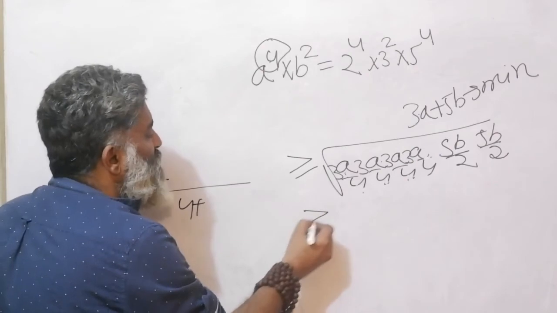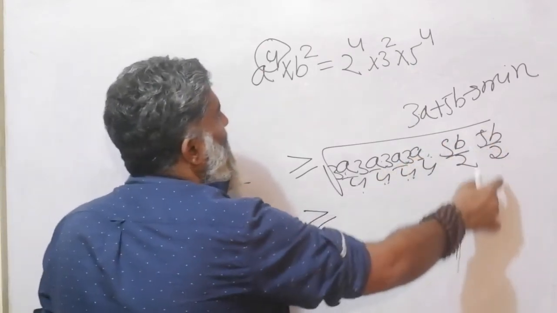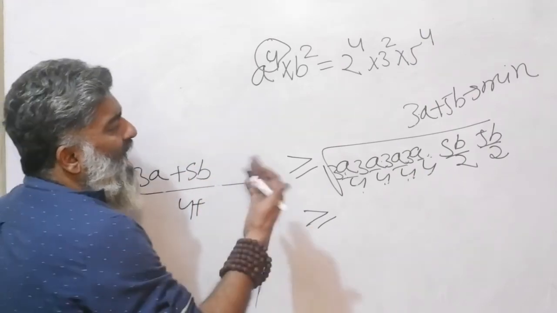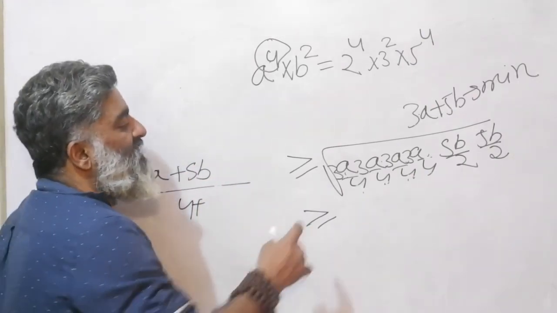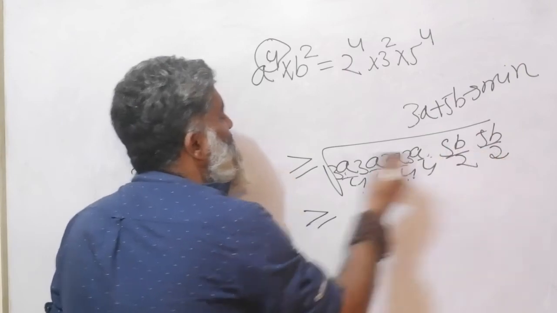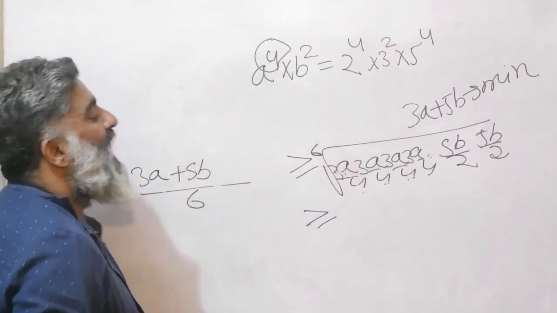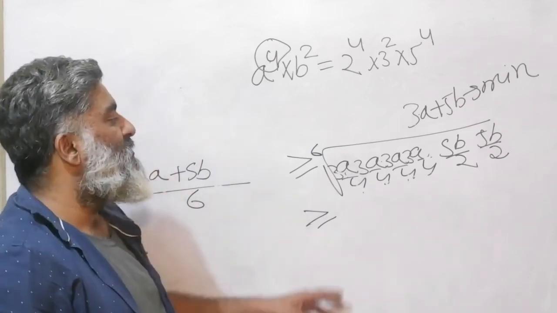And now I think you will be able to figure it out. 5b by 2, 5b by 2 will give me a 5b. And now I think rest of the journey you can figure it out. 1, 2, 3, 4, 5, 6. Sixth root of this. That means the total number of terms is 6. And the calculation now I am leaving up to you.